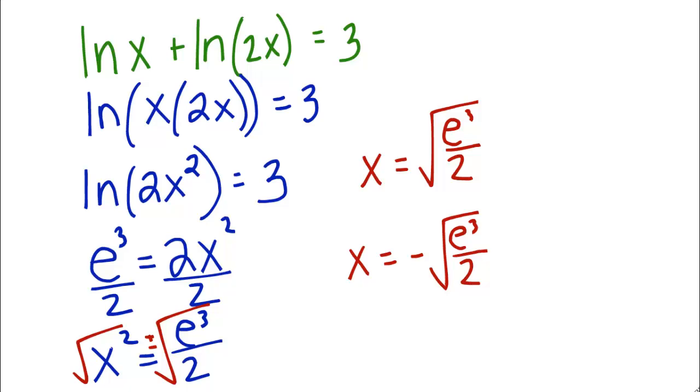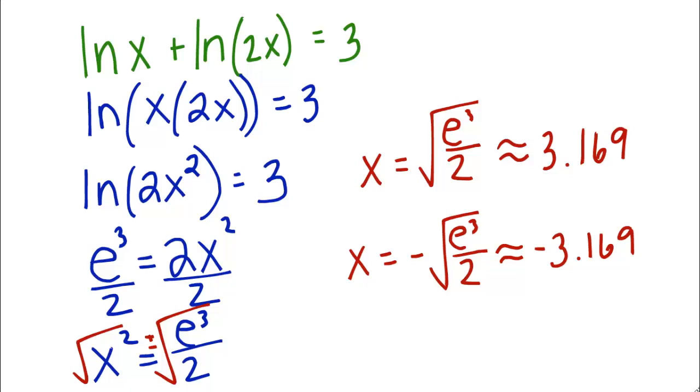Now I might take out my calculator and say, what is e cubed over 2? I have my e key on the calculator. So what I'm doing is e cubed divided by 2, and then I'm going to take the square root of that value. And I get that that's about 3.169. And in this case, it would be about negative 3.169.